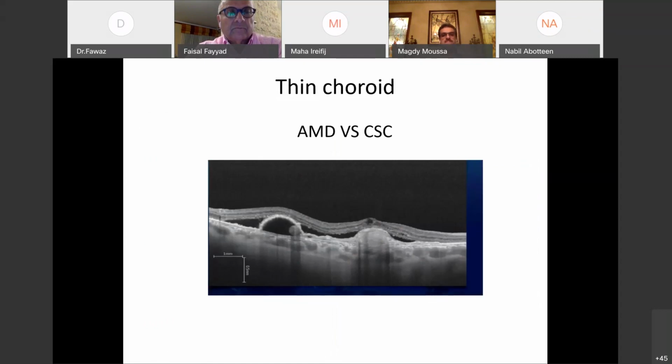The other important thing about looking at the choroid is to differentiate between diseases in difficult cases. Like in this case, if we look at this OCT, we can find multiple areas of RPE detachment, and there is also some subretinal fluid. We may think that could be AMD or chronic central serous retinopathy. Just by looking at the choroid, we can answer this question. This is a thin choroid, so this is most likely an AMD case, not chronic central serous retinopathy. That's why now we classify the disease into thick choroid, thin choroid, or even pachychoroid disease.